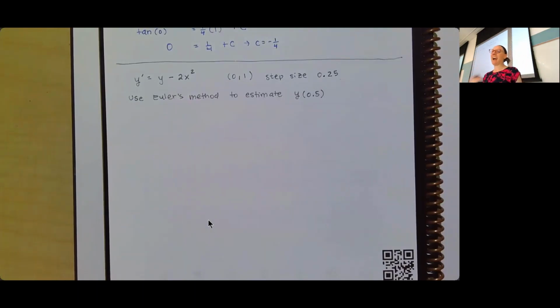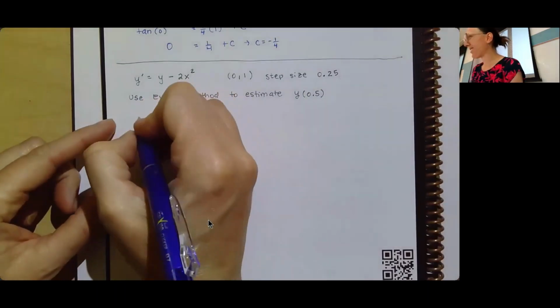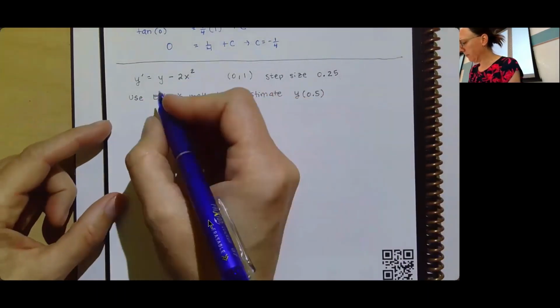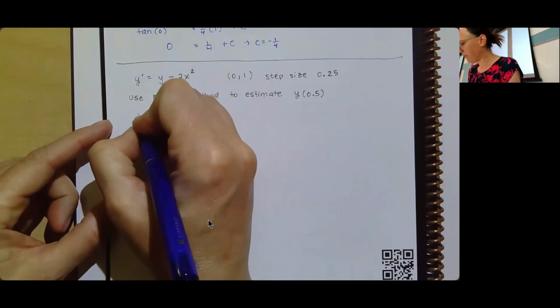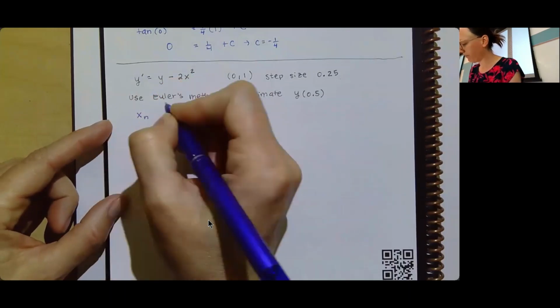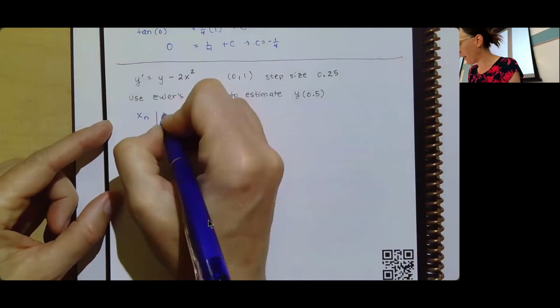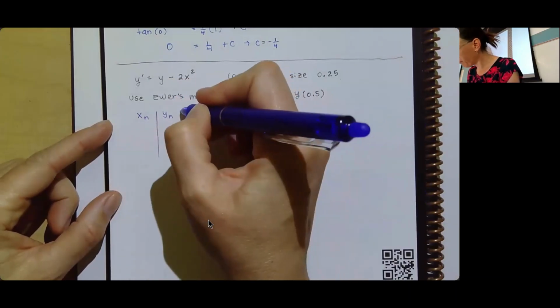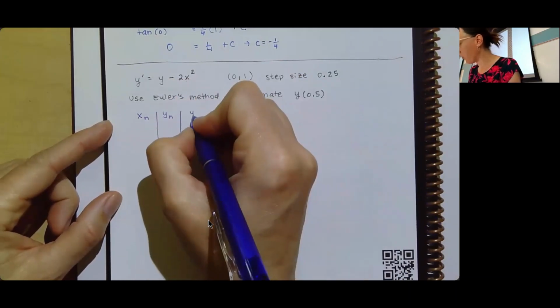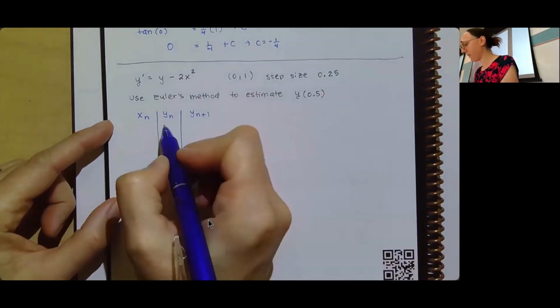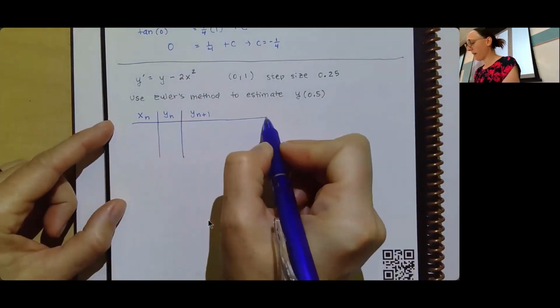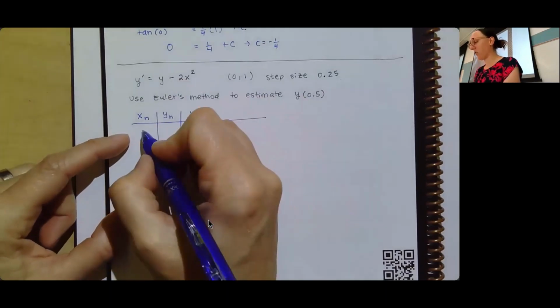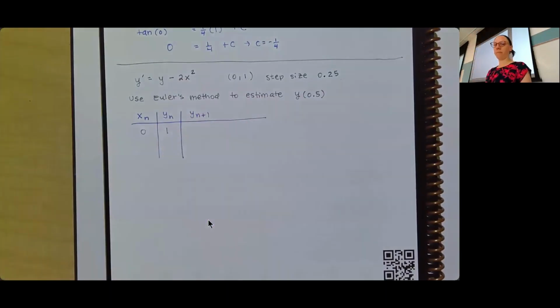I think it's easiest to do Euler's method and keep track of what's happening using a chart or a table. So here's what my table is going to look like. I've got the x that I'm on right now and the y that I'm on right now. And then I need to know my new y value. So right now my x is starting at 0 and my y is starting at 1.